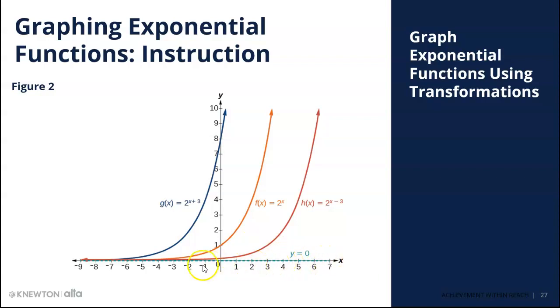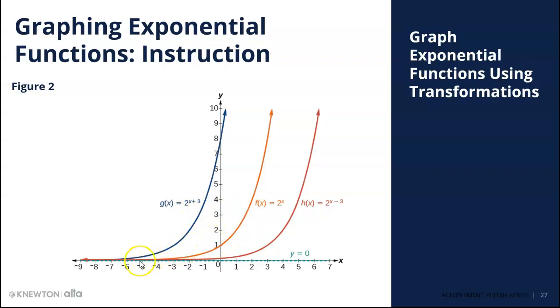Now the asymptote y equals 0 will remain the same. It would only change when the shift is done vertically. Here, the shift is done horizontally since you're adding or subtracting a constant to your input function. So in this example, this curve is the graph of the function 2 to the x shifted 3 units to the left.